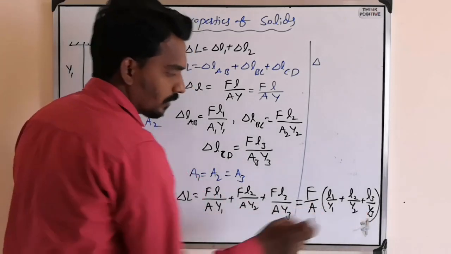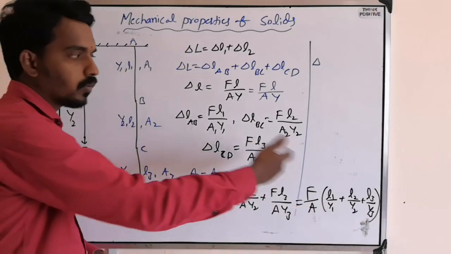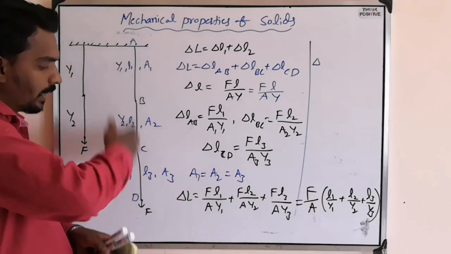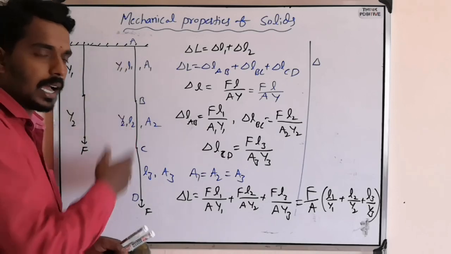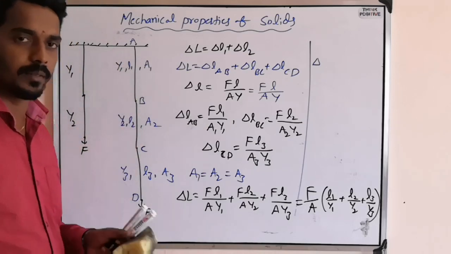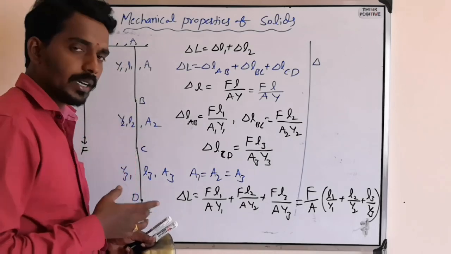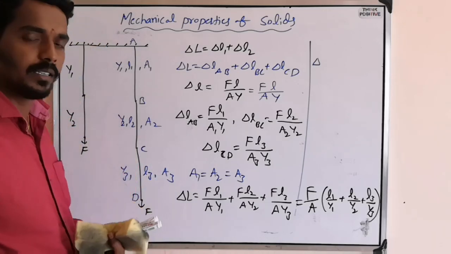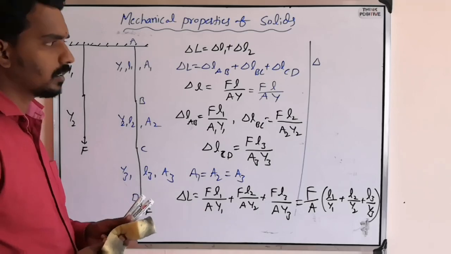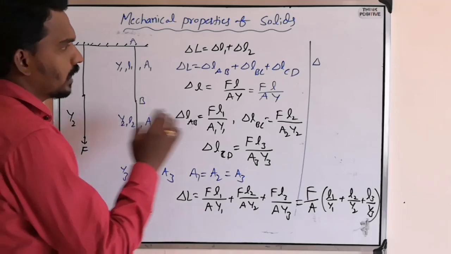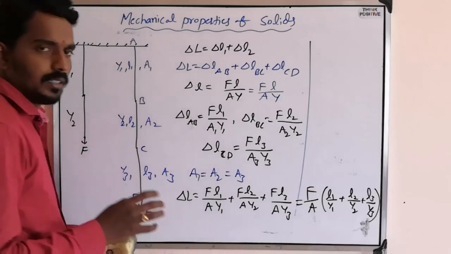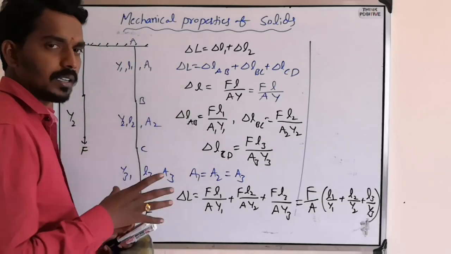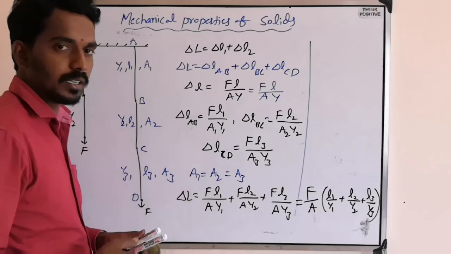So this way, if 2 wires are there, 2 terms will come. If 3 wires are there, 3 will come. 4 wires are there, 4 will come. This is how you need to find out the net extension, net elongation in the total system, where different wires are connected in series, right? Also, in case of the same question, they'll ask you the question in a different way. Method is same, formulas are same, but way of asking question is different.